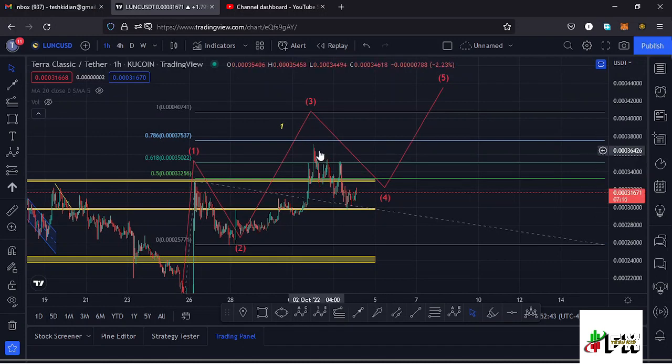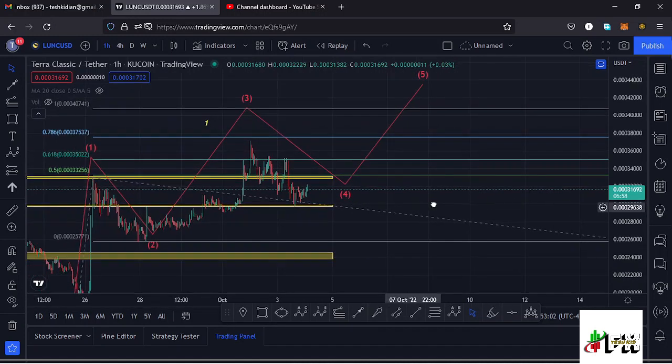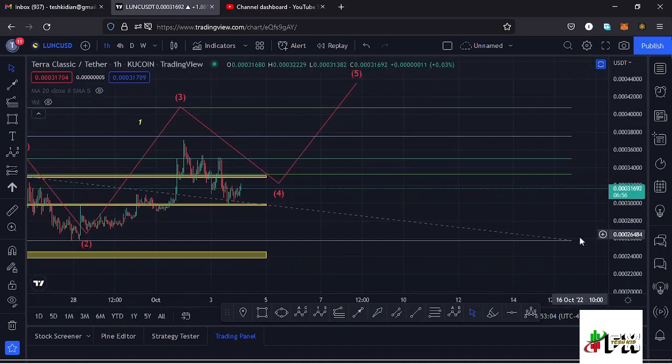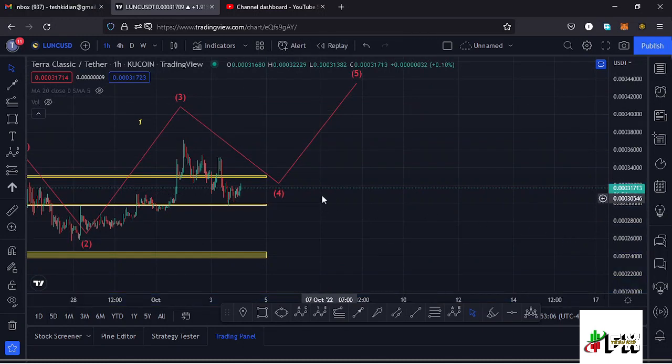In this pullback that we are seeing right here, this was a result of the reaction to the 0.786 fib level. That is why we are seeing a bit of a pullback over here, and we lost this key area of support. But down here at around the $0.00029 mark, which is a key area of support, that key area of support is giving us support, and that's why we are seeing a bit of a bounce to the upper side.